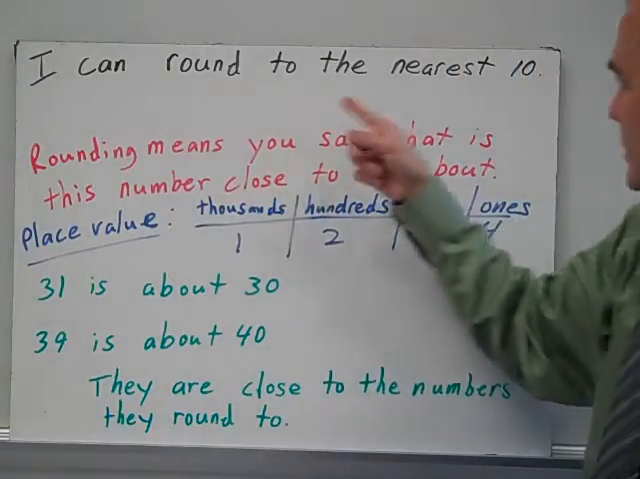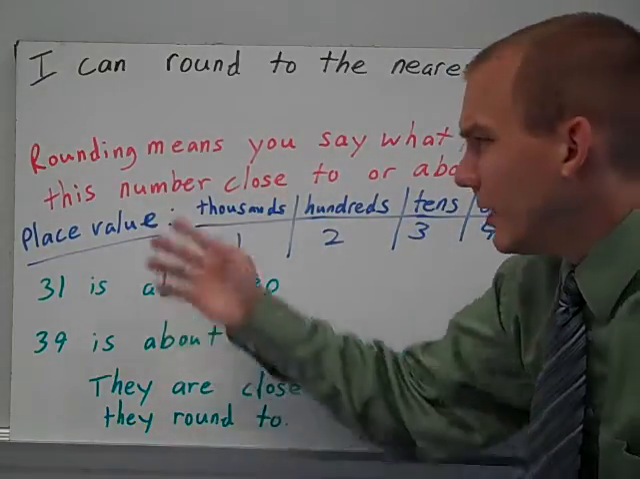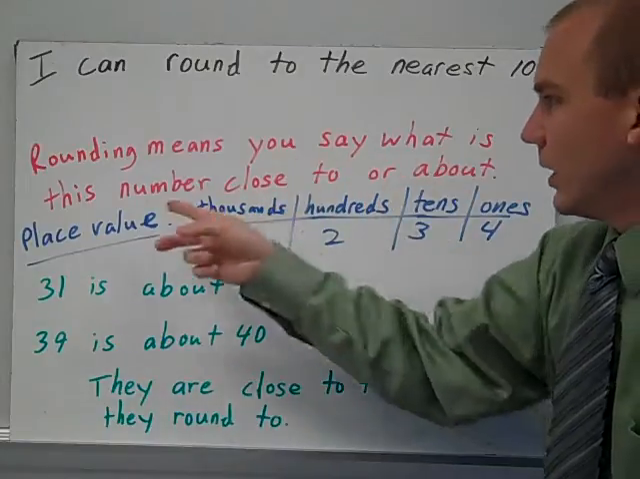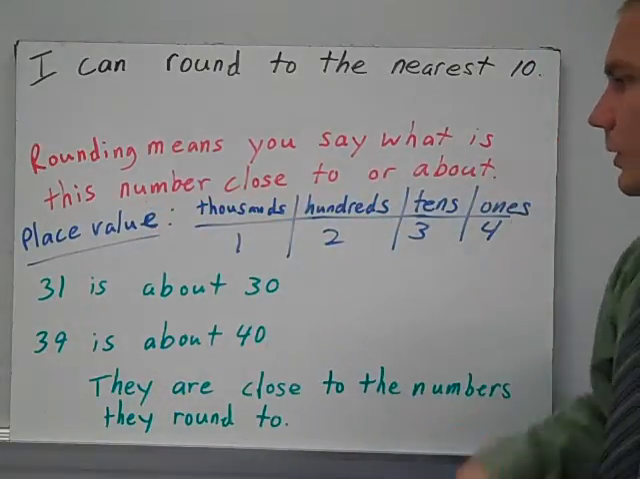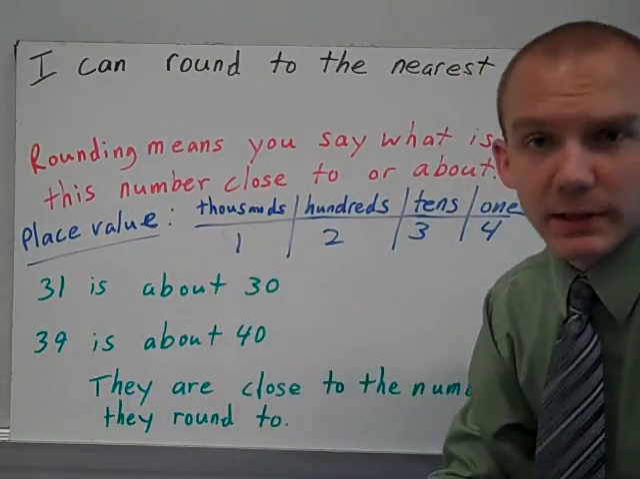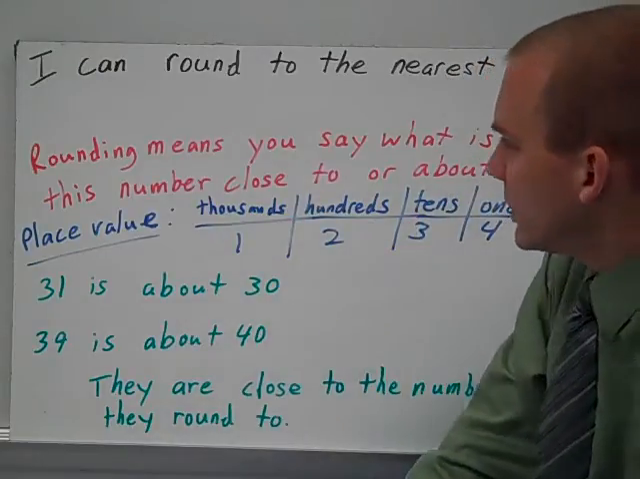I can round to the nearest 10. Rounding means you say what is this number close to or about. A key thing to rounding is place value, so a quick little review here.